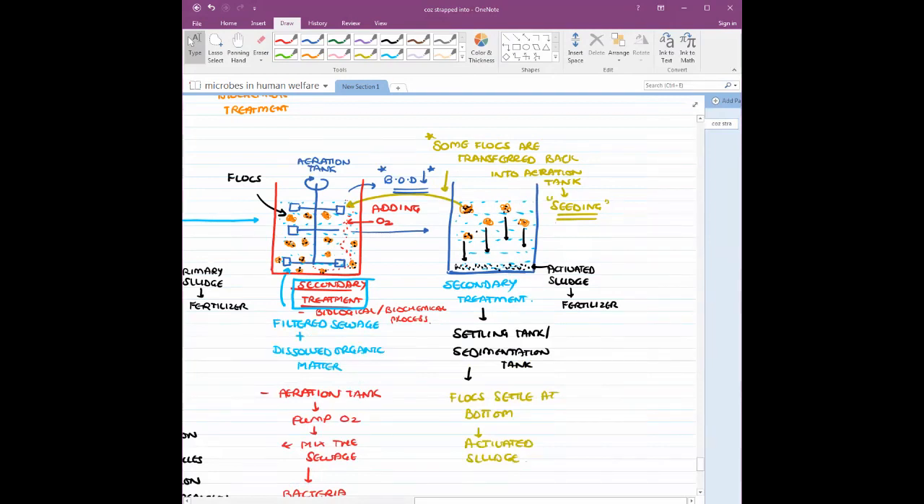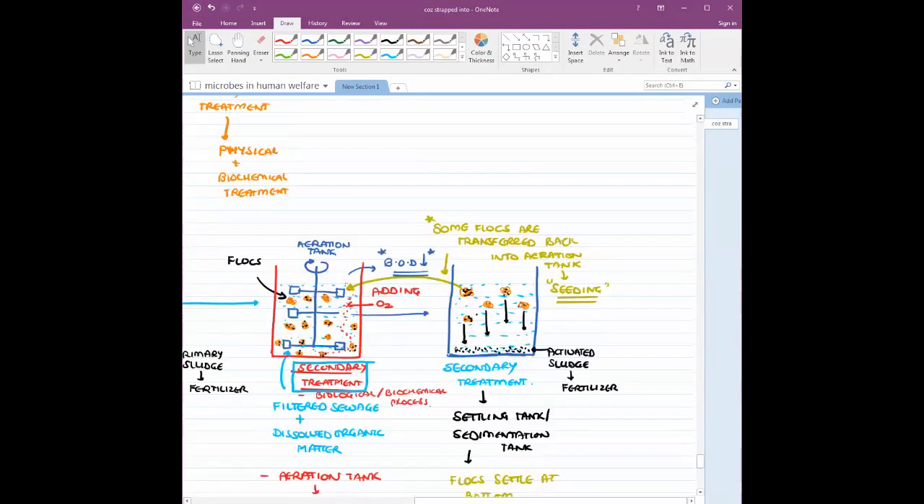No, because then all the bacteria and all the fungi are going to enter your water bodies. I don't want that to happen. I want to stop it from happening. So now what are we going to do, guys? After this secondary treatment, let me just once again show, if you cannot see this.